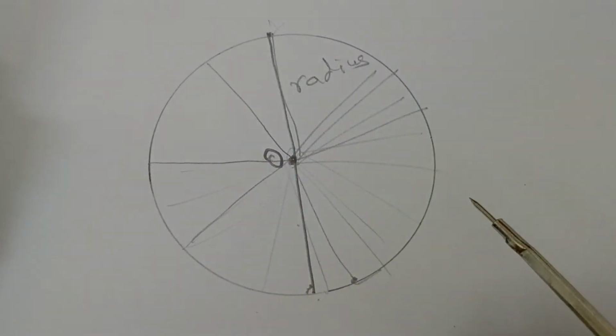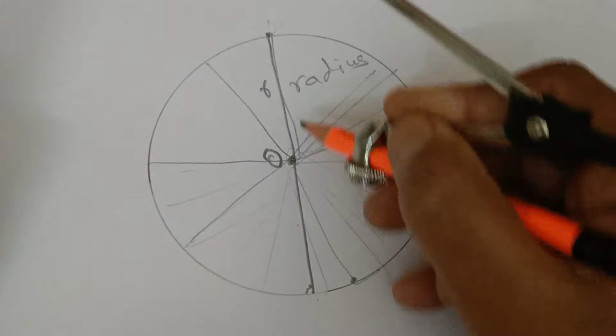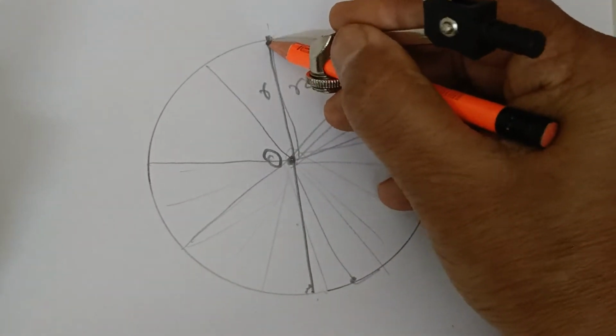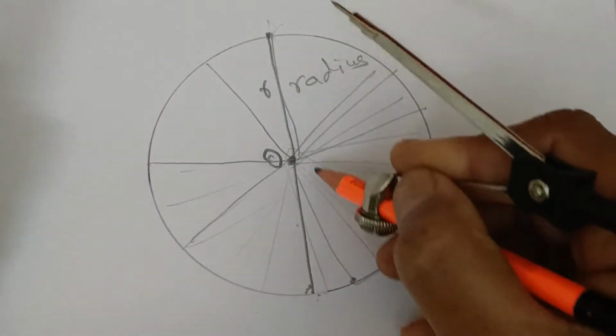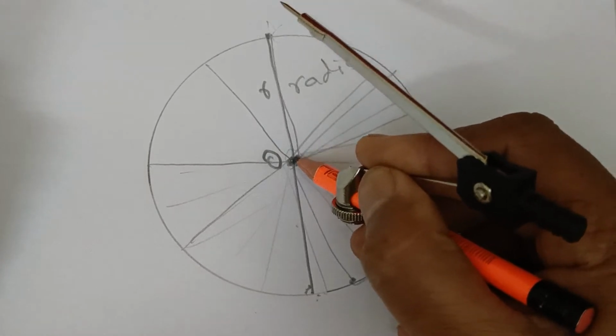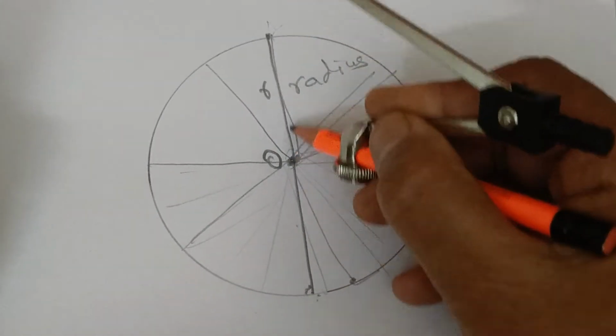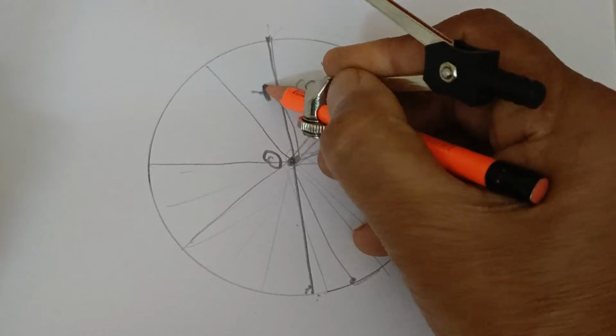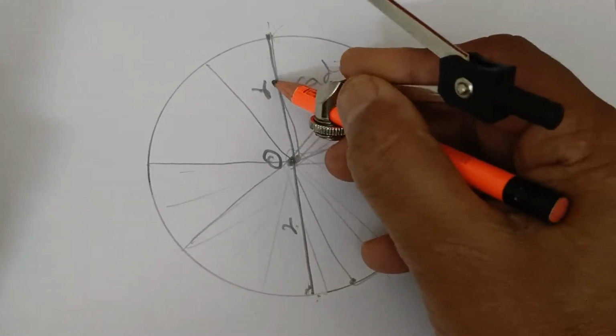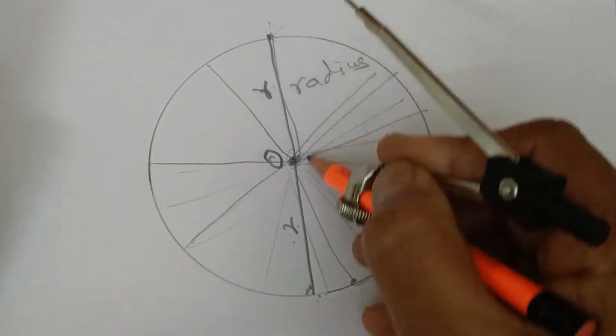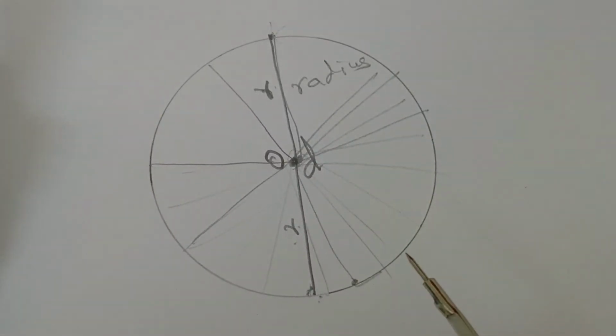In the diagram, we mark the center as O and the radius as R. The diameter joins 2 points on the circle and passes through the center. From the center to the circumference is one radius, and this is another radius. So radius plus radius is called the diameter. It is denoted by the letter D.